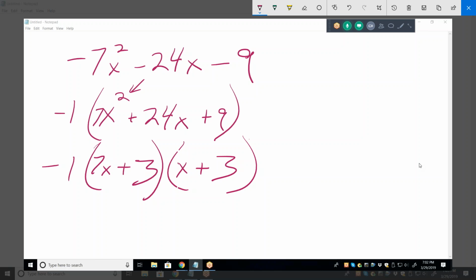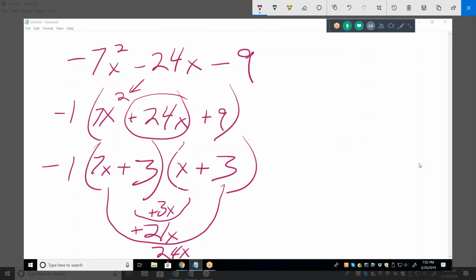Bingo. That works because we produce a middle term. It's always the middle term that is in doubt. Okay. Well, when I do the O and the I of FOIL, that's what produces the middle term. This gives me a middle term of 24x. That's the correct middle term. That means that's the correct factoring.